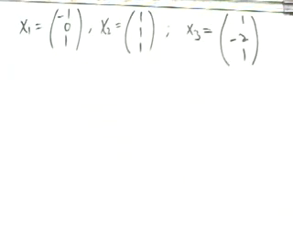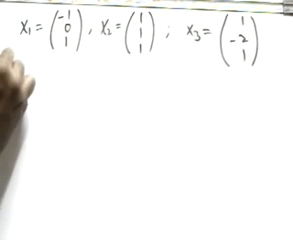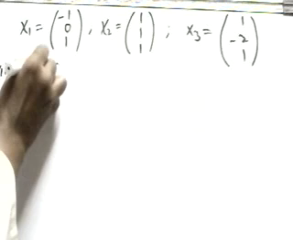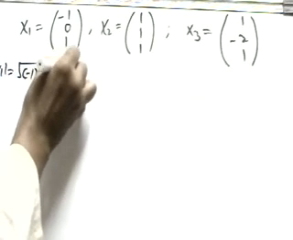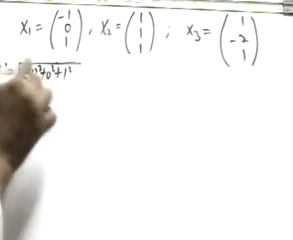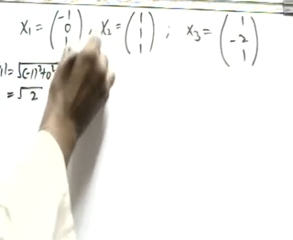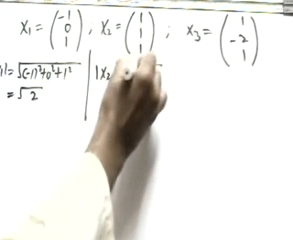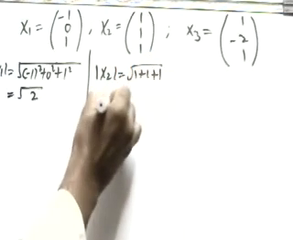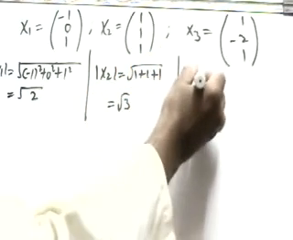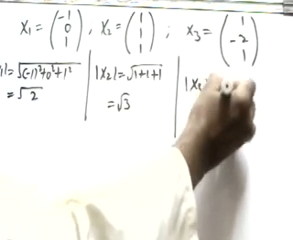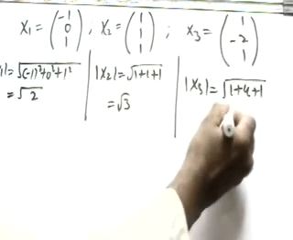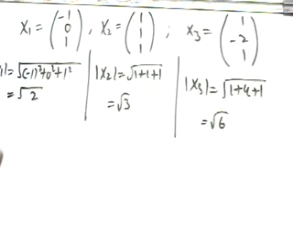Now we got the values of x1, x2, x3. Now let me find mod of x1. Mod of x1 is under root of squares of this. So minus 1 square plus 0 square plus 1 square equals under root of 1 plus 1, 2. Similarly, let me find mod x2. Mod x2 equals under root of 1 plus 1 plus 1, so it is root 3. Here also, mod x3 is under root of 1 plus minus 2 square 4 plus 1. So this is root 6.